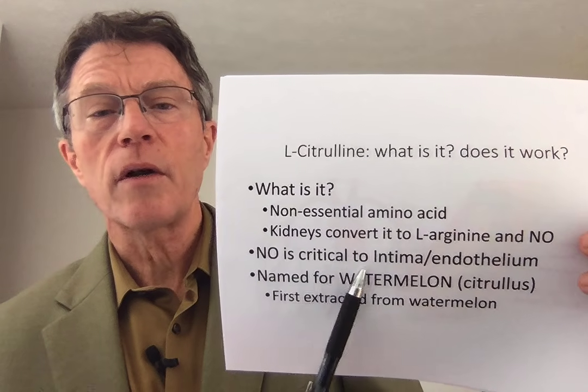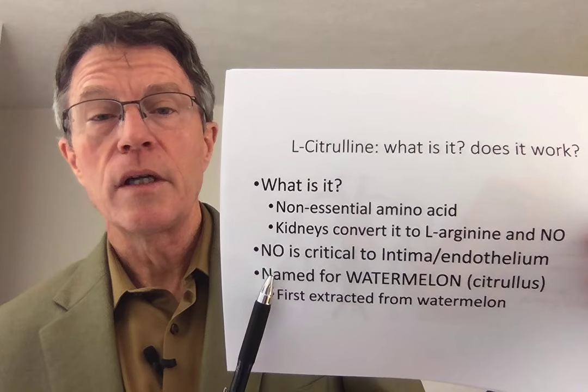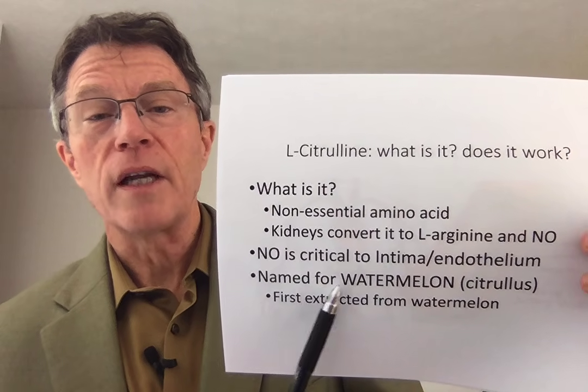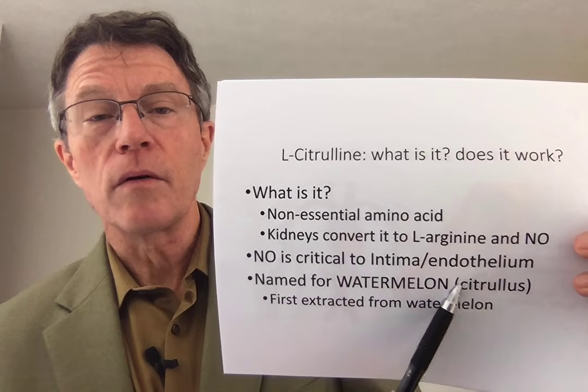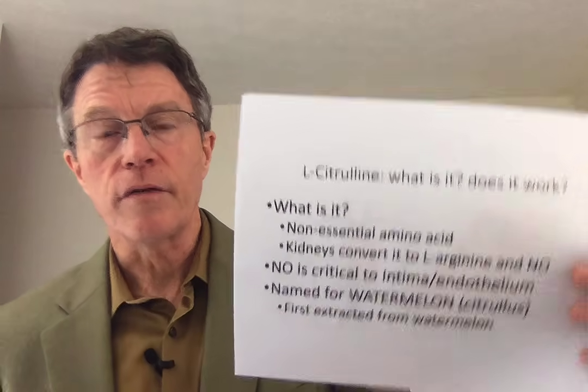Nitric oxide is critical to the intima or endothelial lining of the arteries. Citrulline, by the way, was named for watermelon, or Citrullus. It was first extracted from watermelon.